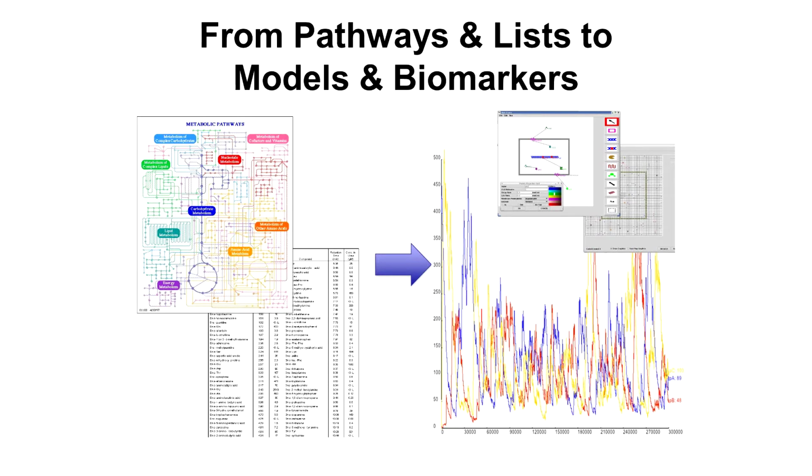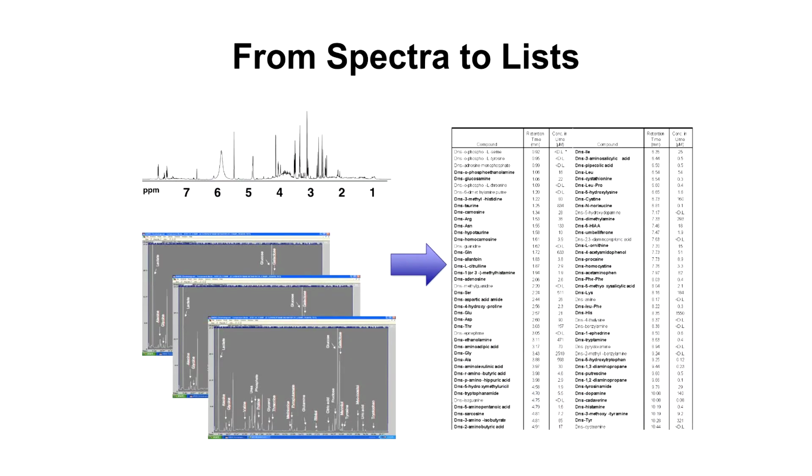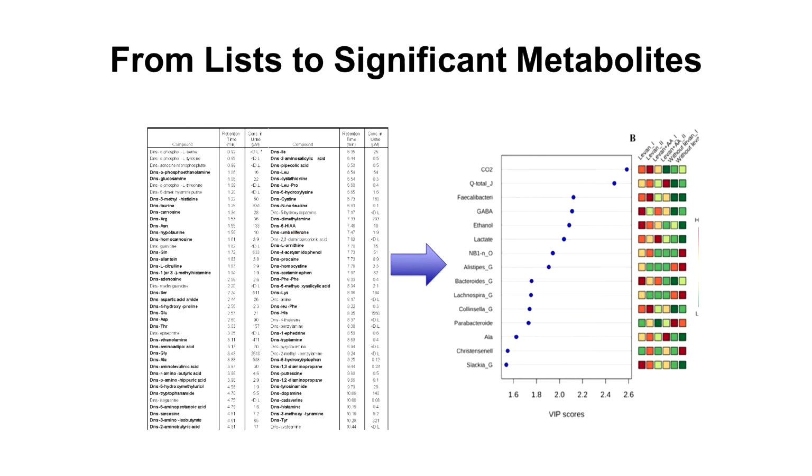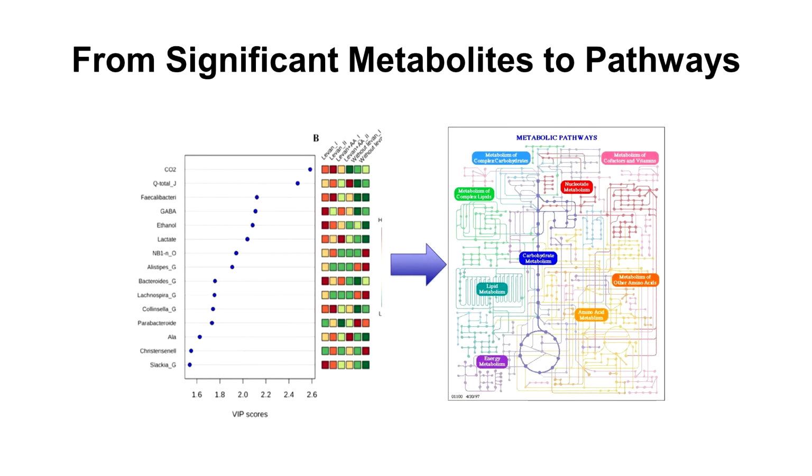So typically, where most of the time is spent is in this phase, going from spectra to lists. One that's most challenging for people if they don't know statistics, is going from lists to significant metabolites. And the most interesting and fun part are going from those significant metabolites to the pathways and the biomarkers. So those are the things that we're going to talk about over the coming few days. And with that, I'll wrap up here.